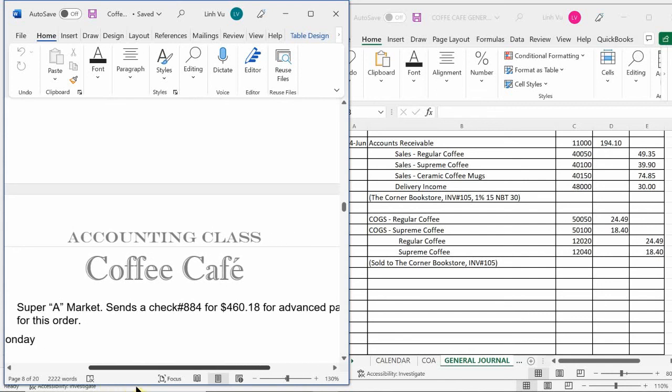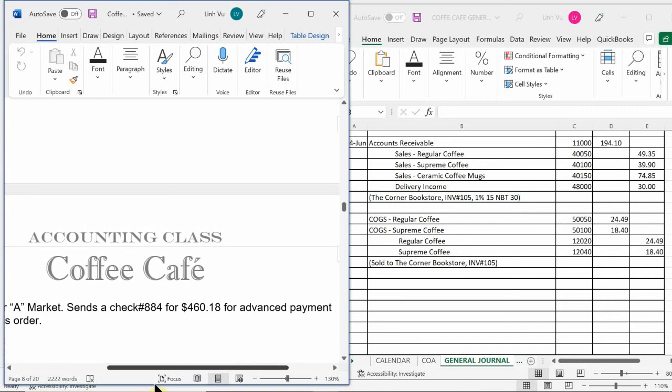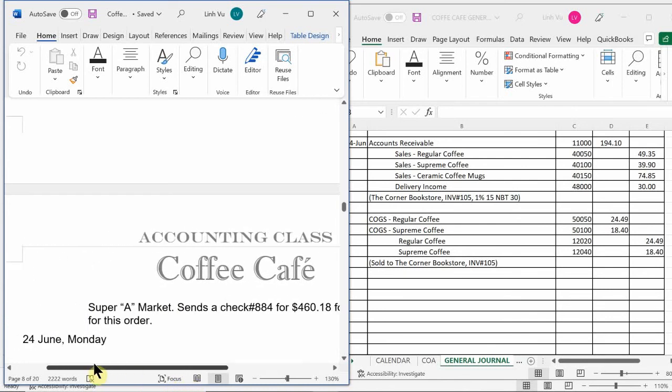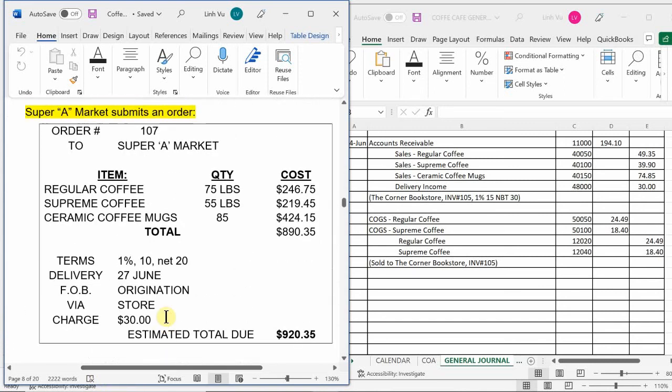Super A sends a check, 884, for $460.18 for an advance payment for this order. Okay. What do we do?